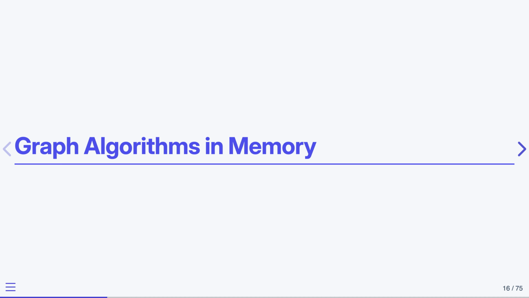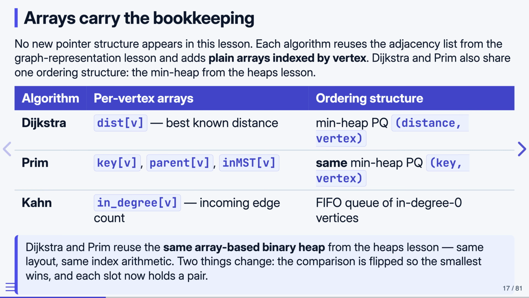Now let's see how these algorithms actually live in memory. Good news! No new pointer structure appears in this lesson. Each algorithm reuses the adjacency list from the graph representation lesson. It just adds plain arrays, indexed by vertex.